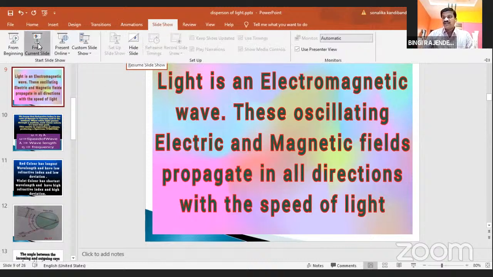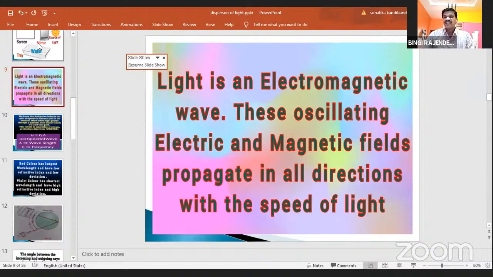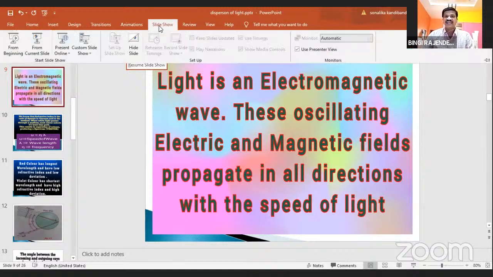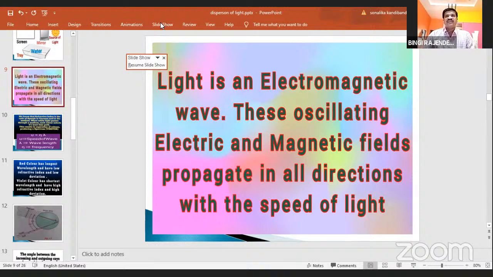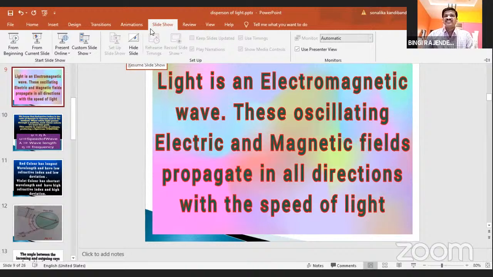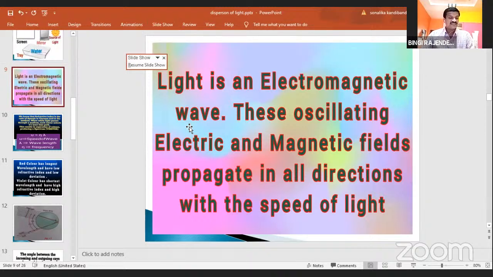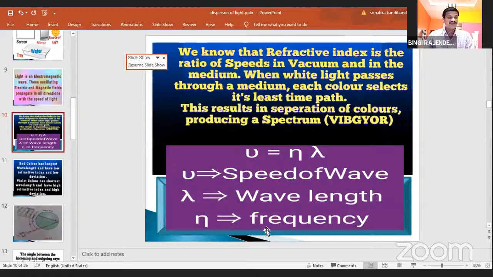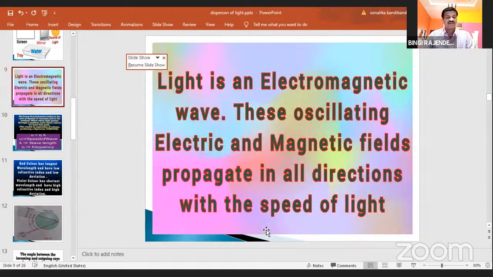So here, white sunlight enters into the water drop and gives those 7 colors, that is known as a rainbow. Light is an electromagnetic wave. These oscillating electric and magnetic fields propagate in all directions with the speed of light. For the 6th question, the answer is that the angle of deviation is minimum for red and maximum for violet.